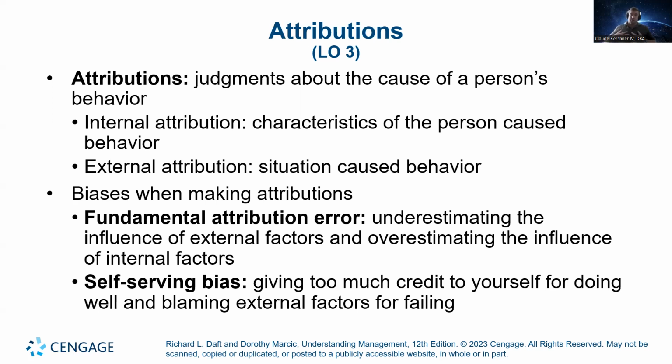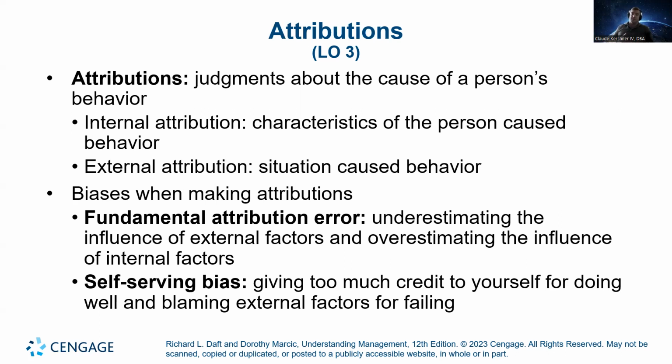So when I do something right, it's because I'm good. But when I do something wrong, it's because something happened on the outside. When they do something right, it's probably because of something that happened on the outside. Somebody gave that to them because they're lucky. If they do something wrong, it's probably because of who they are as a person. That's the fundamental attribution error.